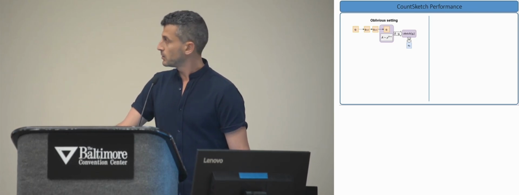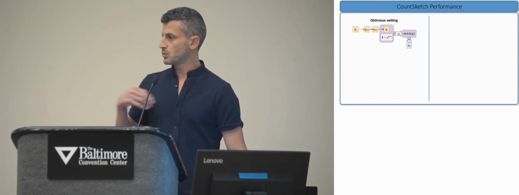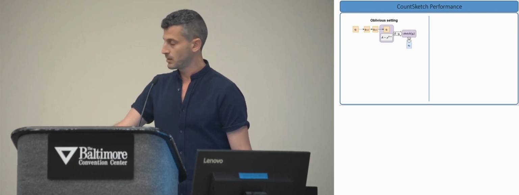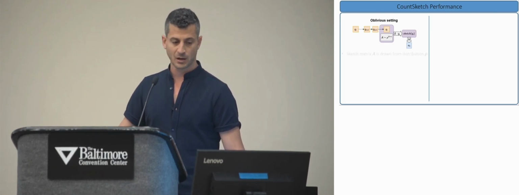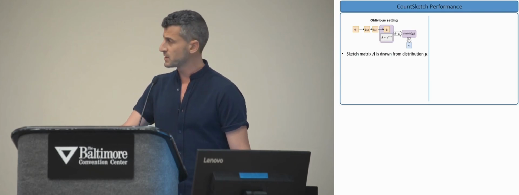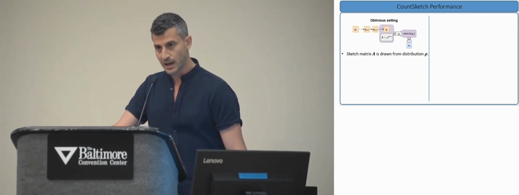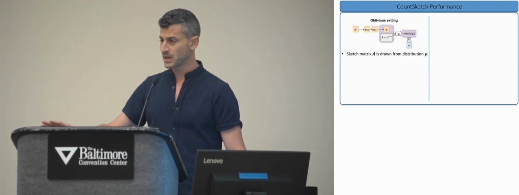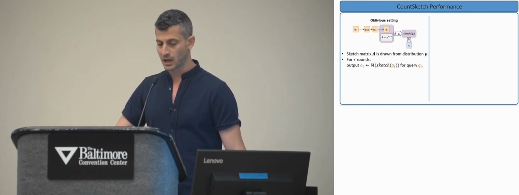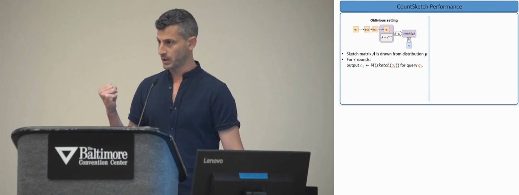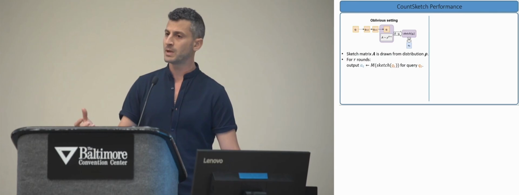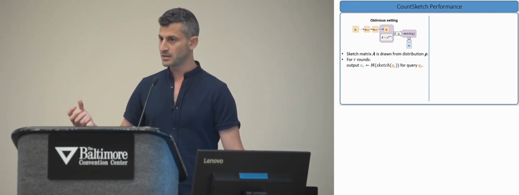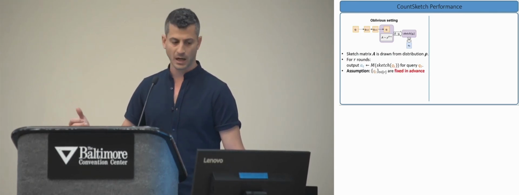Let's see two settings in which we examine this algorithm. The first one is the classical one, called the oblivious setting. At first, a randomized matrix is drawn from a distribution rho. This matrix is used for the dimensionality reduction. Then for R rounds, we get a query, which is a vector. We reduce it to the low dimension, and then we recover from the low dimension the answer to the heavy hitters for this vector, and we do it for R rounds.